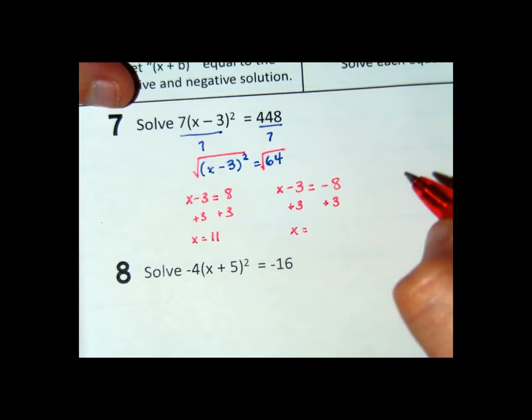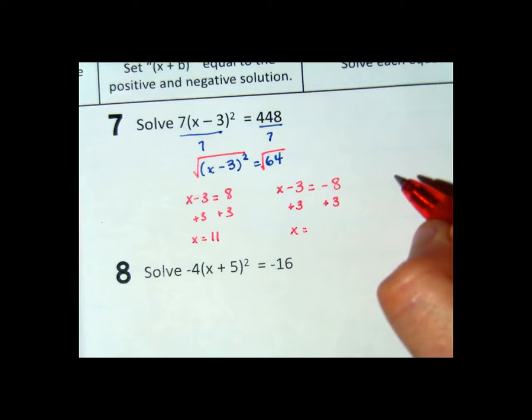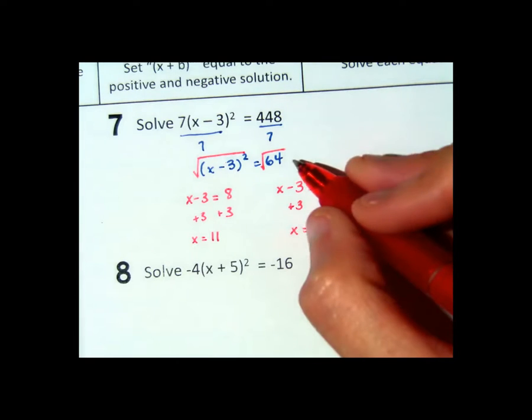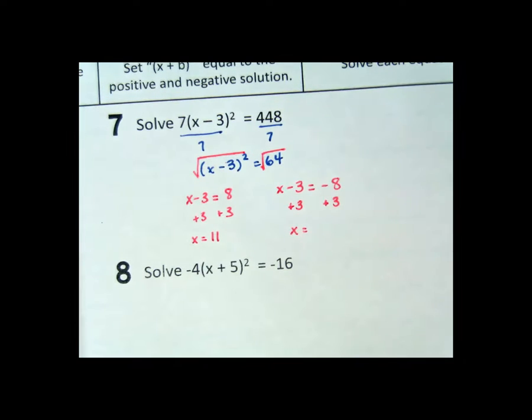What can you do to help you to remember to do the negative? It's a quadratic, yeah. It's also because, you know, that square root, when you square a positive and you square a negative, it's going to both be positive 64. What is negative 8 plus 3?